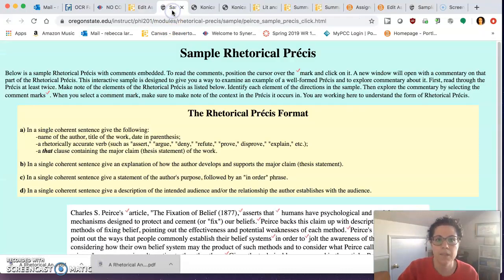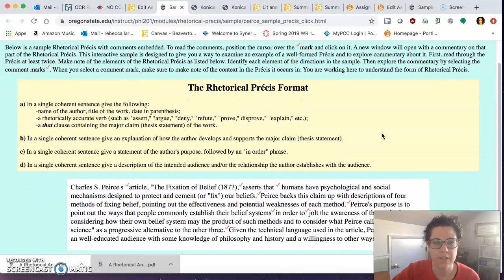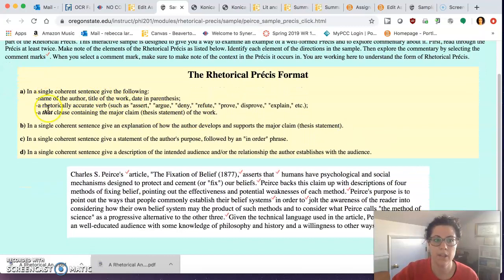helpful because in 121, we're preparing you for college. So this is OSU's and what they're asking. So here it has kind of the comments embedded. I like this one because it's kind of interactive. So it's saying, look, it has the exact same format. So this is not just something we're doing here at Sunset, it's happening all over. So again, first sentence: author, rhetorically accurate verb, right, a that clause. Explanation of how the author develops, coherent sentence, how this author's purpose, and then intended audience.